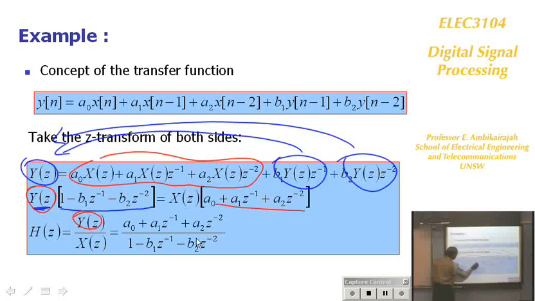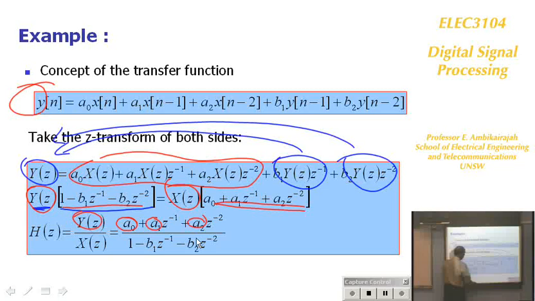Now your transfer function is Y divided by X. When you do that, this will be that divided by that. So your transfer function for this difference equation becomes A naught plus A1 z to the minus 1 plus A2 z to the minus 2, divided by 1 minus B1 z to the minus 1 minus B2 z to the minus 2. That is your transfer function.